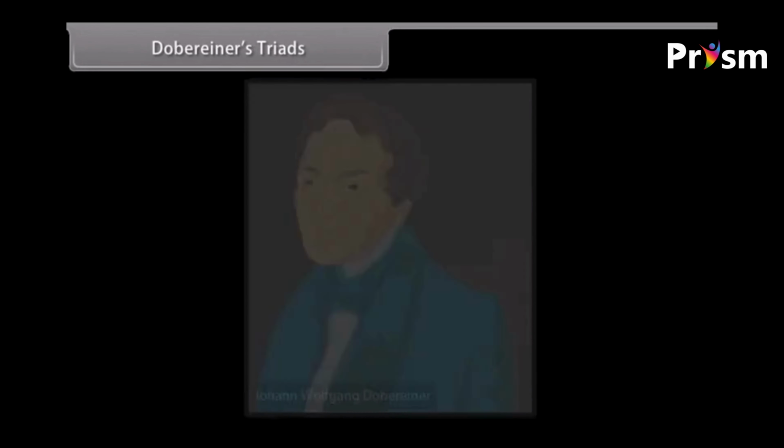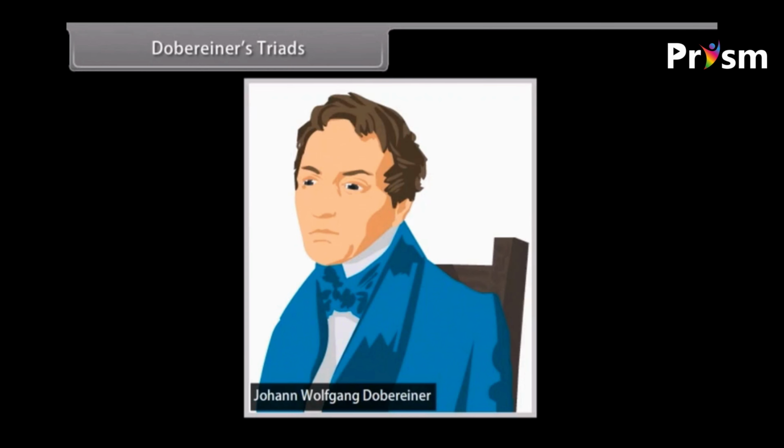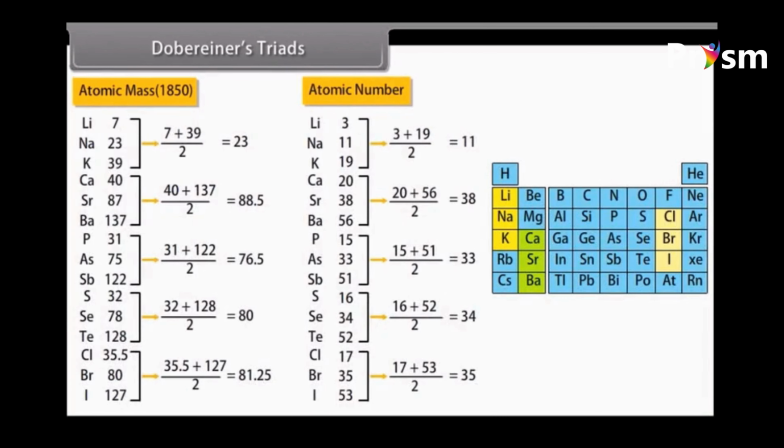Döbereiner's triads. In 1829, Döbereiner, a German scientist, made groups of 3 elements, each based on their properties. He named them triads. He observed that the atomic mass of the middle element of a triad was equal to the arithmetic mean of the atomic masses of the other 2 elements.